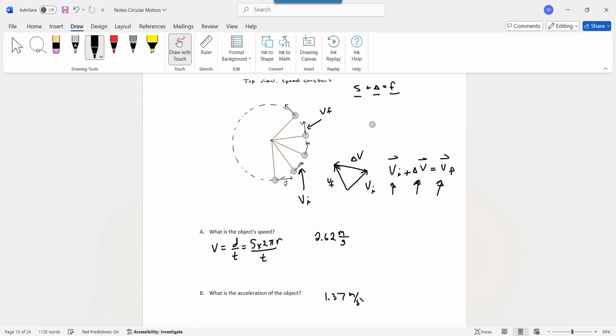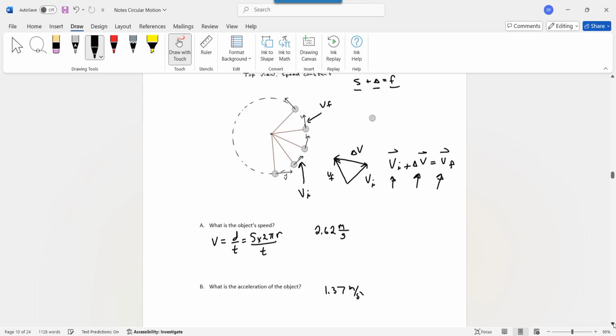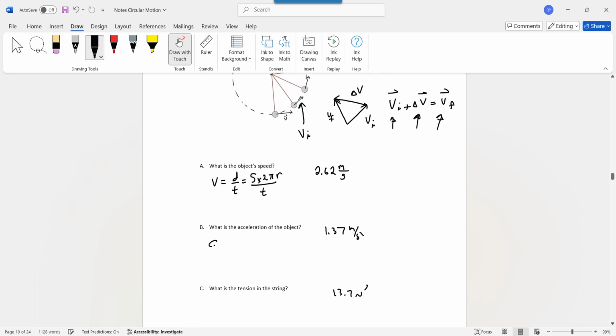All right. So this type of acceleration is what we call a centripetal acceleration. And when you calculate centripetal acceleration, it is equal to v squared over r, where the v is the speed and the r is the radius of curvature. I'll let you check my math on this. I got 1.37 meters per second squared when I did that.